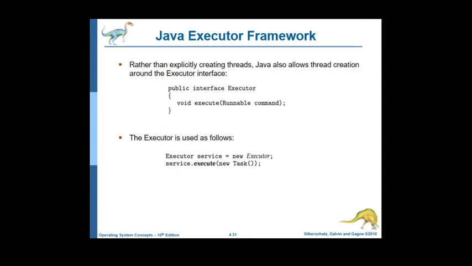Now we are going to discuss the Java executor framework. Beginning from version 1.5, Java introduced several new concurrency features that provide developers with much greater control over thread creation and communication. These tools are available in the java.util.concurrent package.